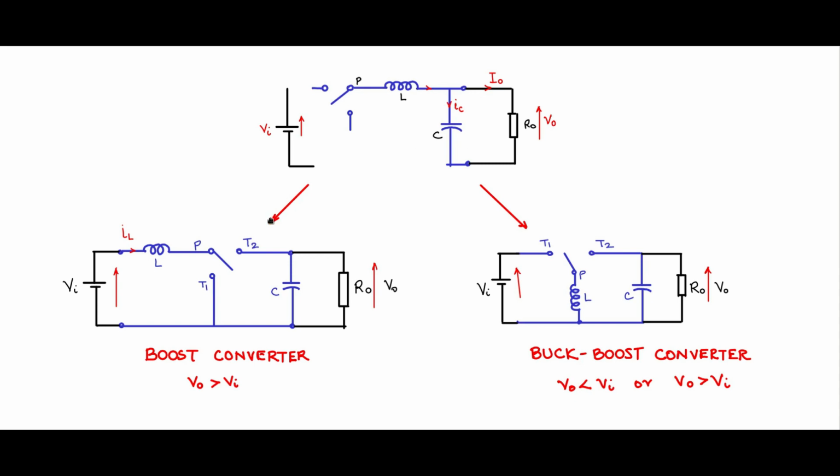So these are the three primary converters, the buck, the boost and the buck boost converters. They're called the primary converters.